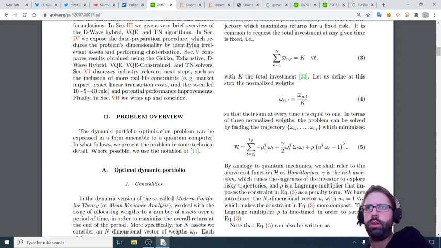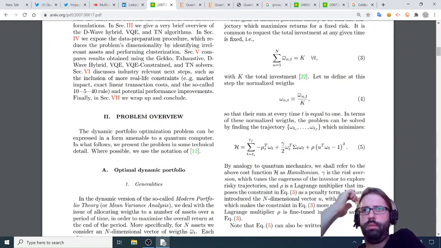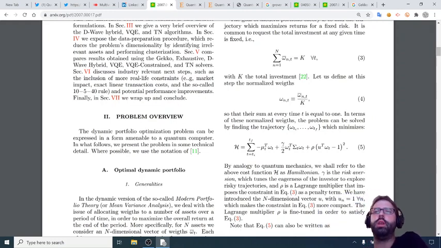What was the U thing here? We have introduced an n-dimensional vector U with U sub n equals 1 for all n, which makes the constraint in equation 3 more compact. The Lagrange multiplier rho is fine-tuned to satisfy equation 3.